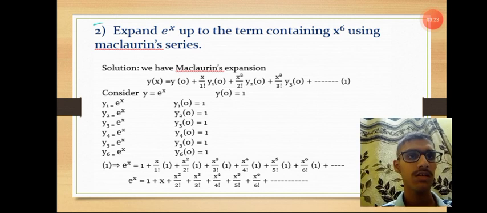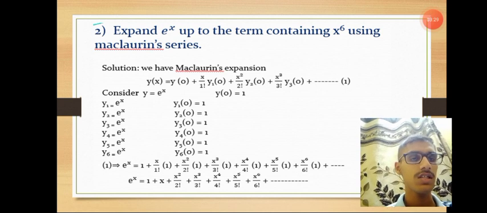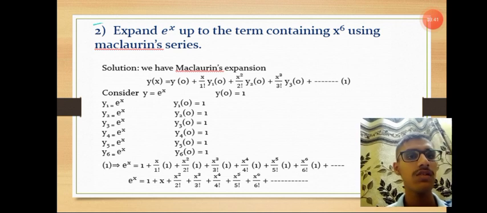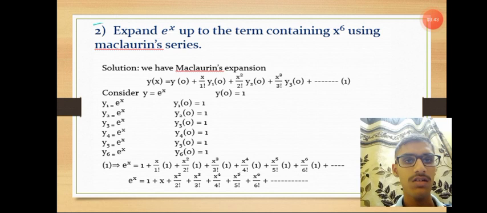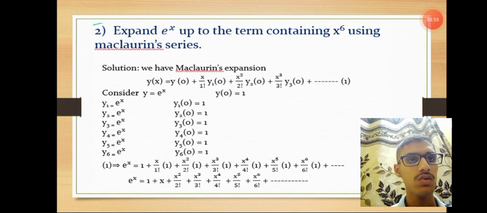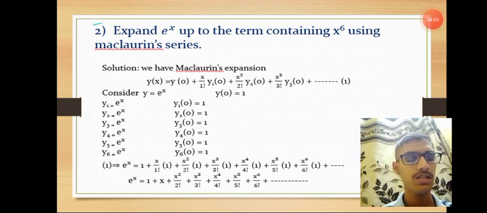Expand e to the power x up to the term containing x to the power 6 using Maclaurin series. Here it is given that we have to expand e to the power x up until sixth derivatives, that is x to the power 6. First we have to consider y equals e to the power x, and then we have to find out y1 of x, y2 of x, y3 of x, y4, y5 and y6, and their subsequent y1 of 0, y2 of 0, y3 of 0, y4 of 0, y5 of 0 and y6 of 0 values, and then substitute them in the Maclaurin series expression.